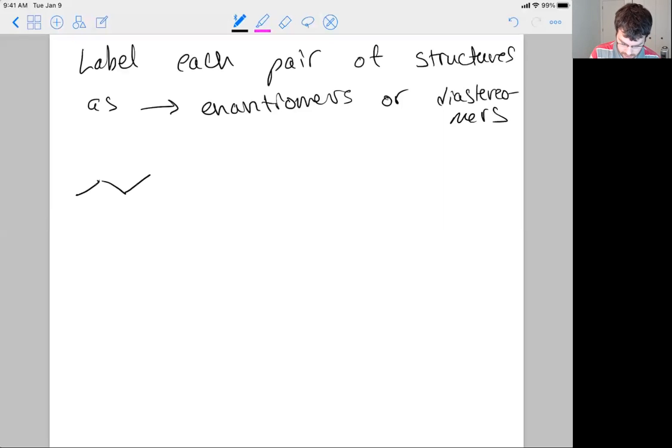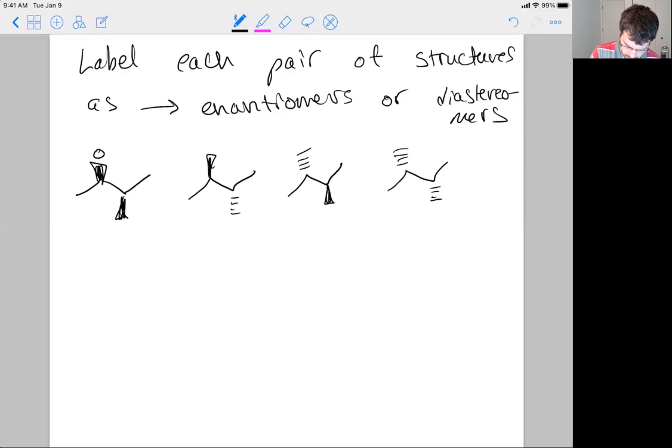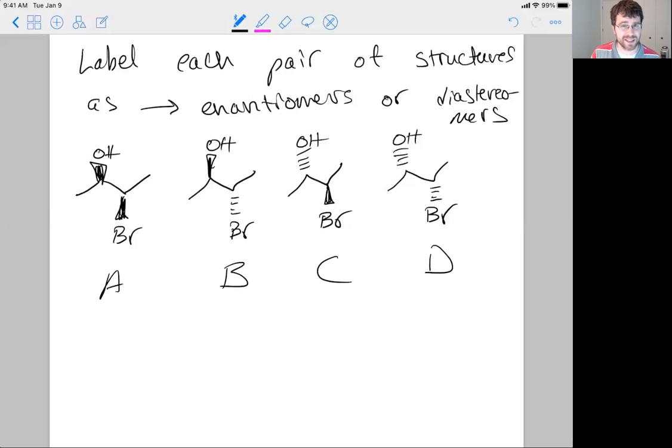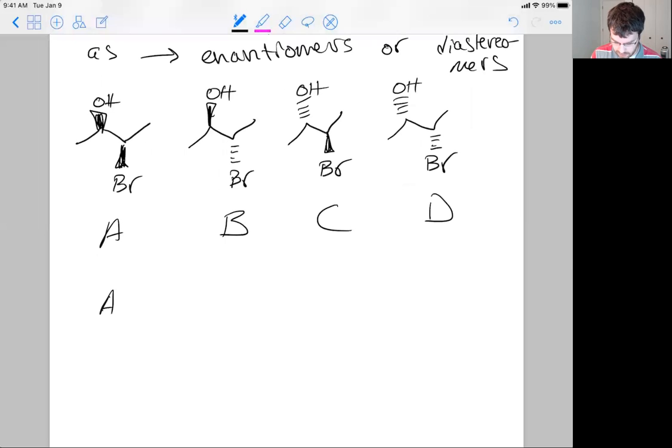I'm going to redraw the stereoisomers, just because I had to go on a separate page of notes. We're going to go OH, OH, OH, OH, Br, Br, Br, Br. We have our 4 stereoisomers, the 4 permutations that we could predict from the equation. Now I'm going to assign A, B, C, and D. This is going to make things so much easier because as I draw the pairs, I can just reference this labeling scheme. So I want to do A versus B, A versus C, A versus D. Now I've compared A to everything.